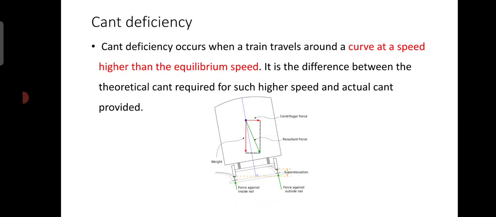This can be avoided by moving the vehicle at a design speed on a railway track. The design speed is based on the superelevation that is provided on a railway track.